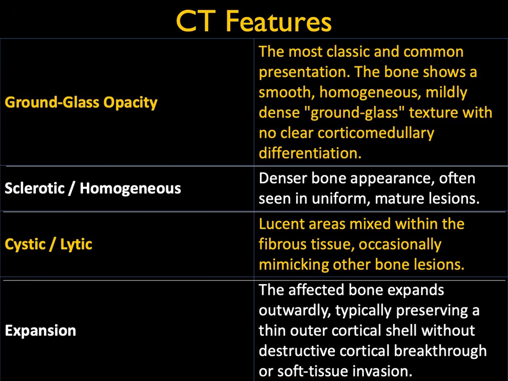Some of the classic CT features: ground glass opacity, like in this case. You can see sclerotic or homogeneous changes in bone. You can see cystic or lytic changes, which make you think of other bone lesions. And again, the expansion, which you saw in this case. In this case, you saw both expansion and these ground glass opacities.